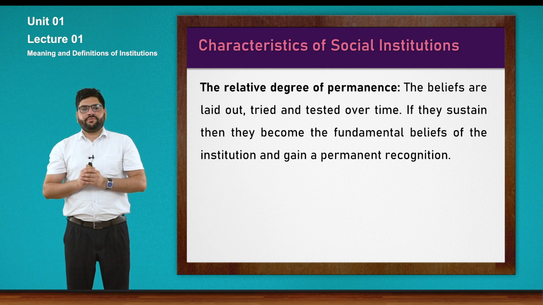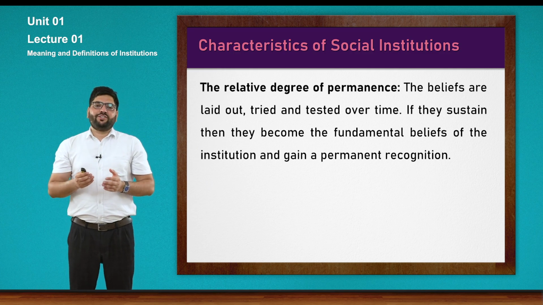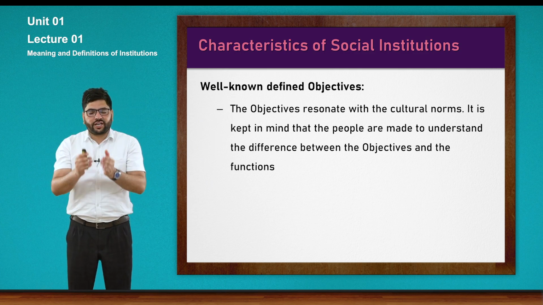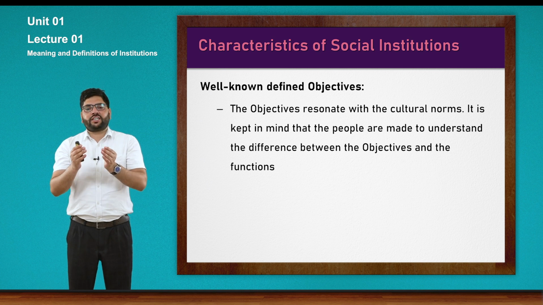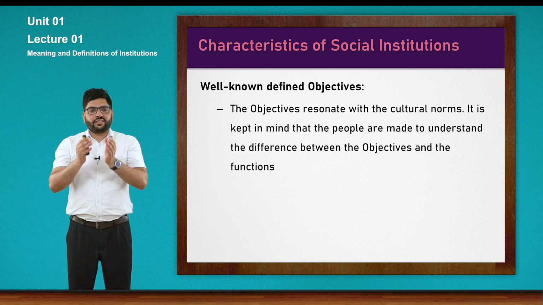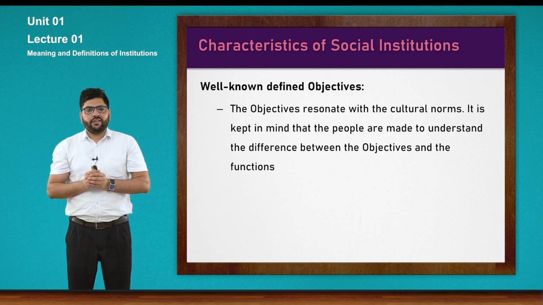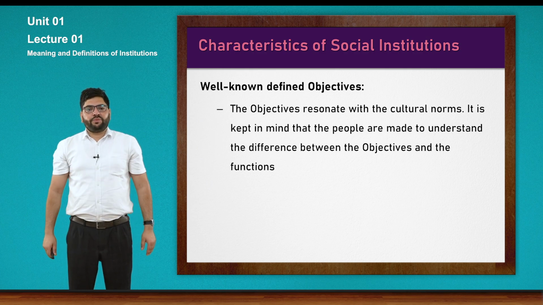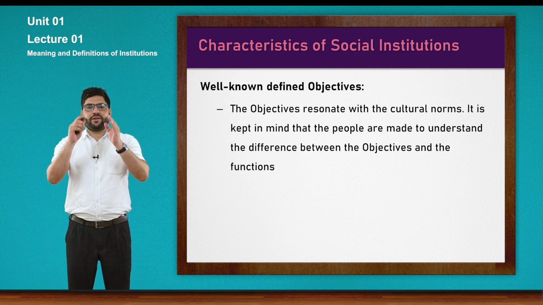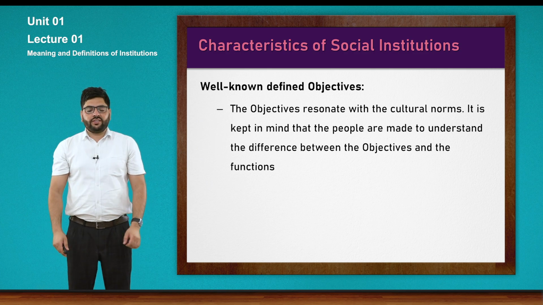Let us have a look at another characteristic of the social institution. I am here saying that well defined objectives are there. So the objectives resonate with the cultural norms. It is kept in mind that people are made to understand the difference between the objectives and the functions. So is the case. There are well defined objectives within the institutions.